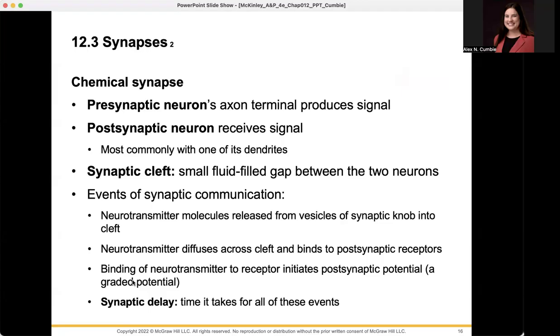And this is just kind of the events of this, right? The neurotransmitter releases from the synaptic vesicles in the synaptic knob into the cleft. It diffuses across the cleft and finds these postsynaptic receptors. It binds to those receptors and creates what we would call an electrical signal. In this case, we're just going to call it a graded potential. Okay. A graded potential is when we're building up to form an action potential. And again, there is such a thing as called synaptic delay, where it does take time for this to happen, which is why chemical synapses take a little bit longer than electrical ones.